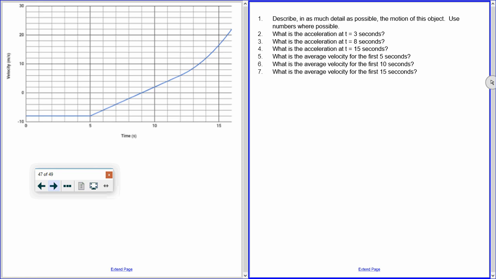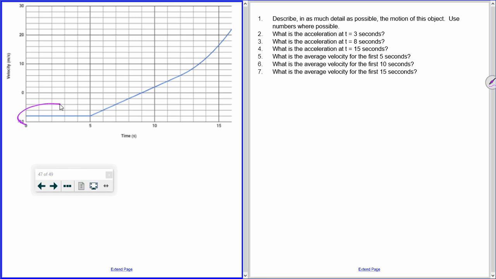All right, I'm going to assume you have paused the video. So what's going on here? Well, during this chunk, our velocity's, what, negative 8, it looks like. And then after 5 seconds, the velocity begins to increase. It looks like every second, the velocity increases by 2. So my acceleration here is 2 meters per second squared until you get to, it looks like 12 seconds, right?